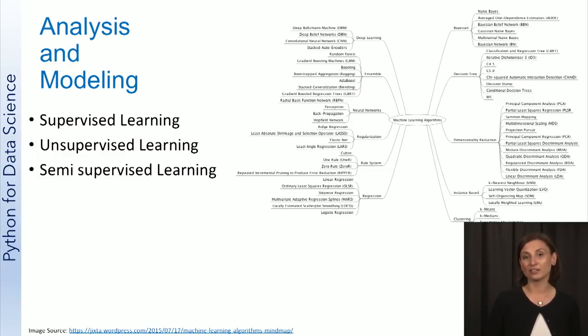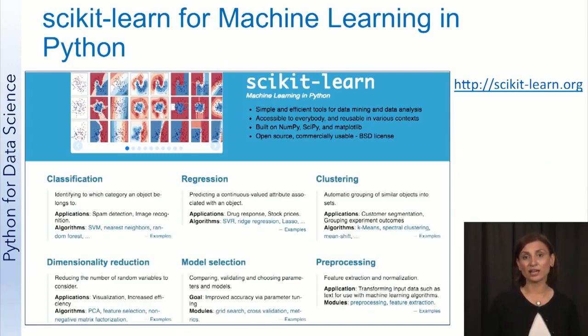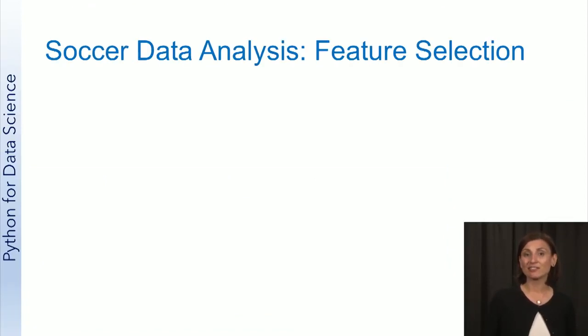There are three key categories: supervised learning, unsupervised learning, and semi-supervised learning. There are a vast number of algorithms and techniques, as seen in this diagram, for dimensionality reduction, clustering, and regression, for example. The scikit-learn library in Python provides many tools for machine learning in Python. We will introduce some of these tools to you as a part of this first course. Here, we start giving you examples of using some of these tools as a part of the soccer data analysis and our upcoming case studies. As a part of this example, we do feature selection.